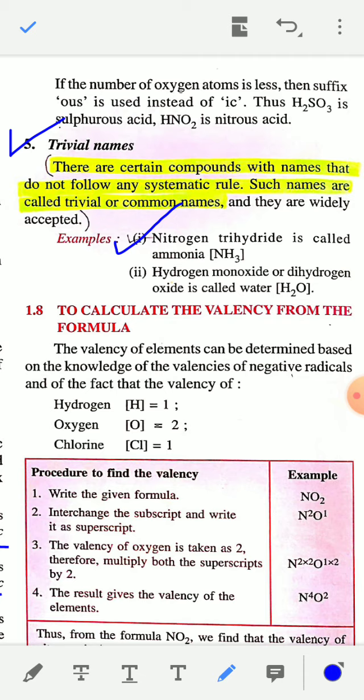H2O has the common name water. That is, hydrogen monoxide is also called water. So these are common names.